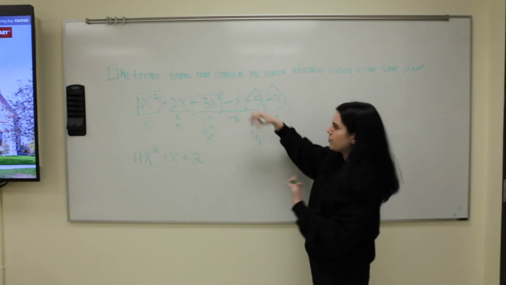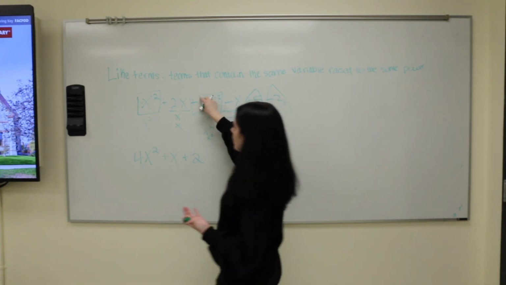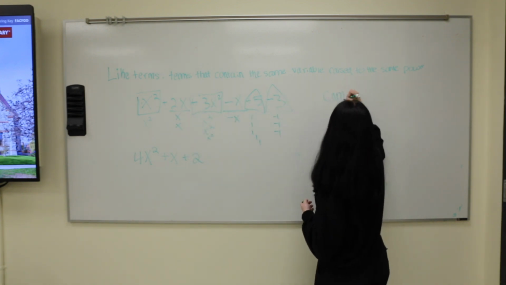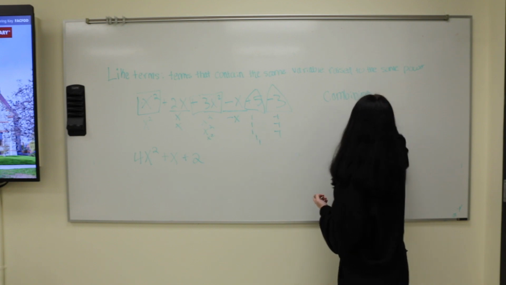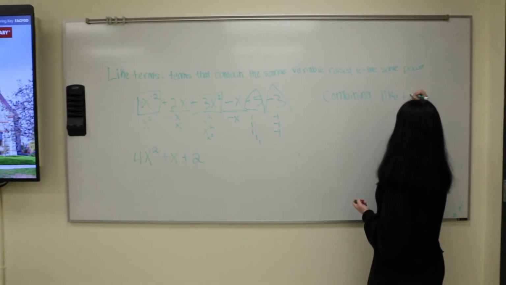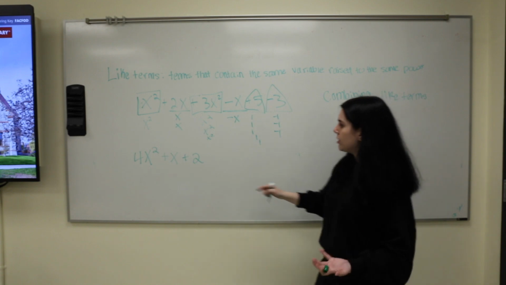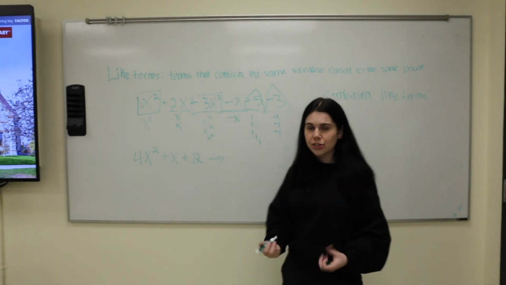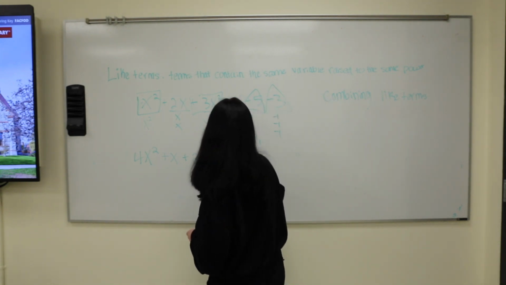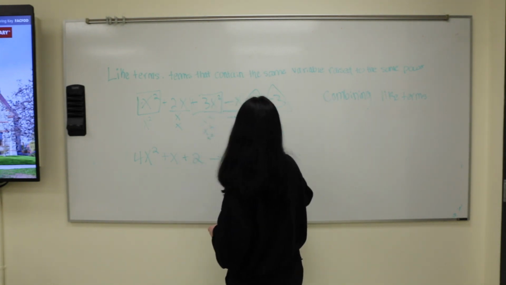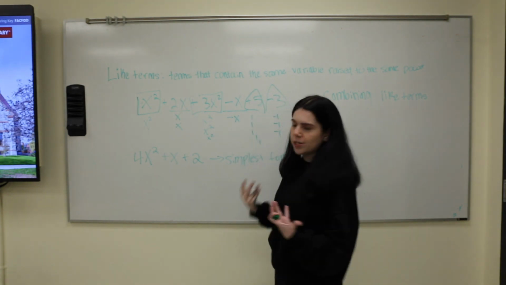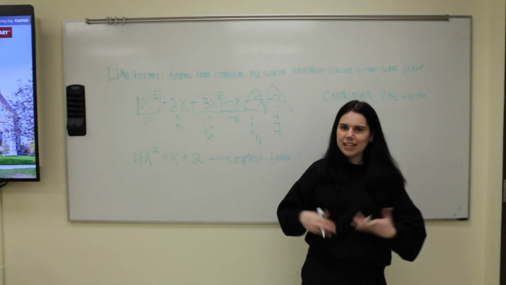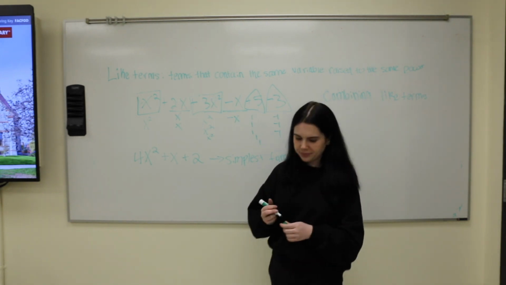What we just did here, this process of combining the like terms, or lumping the like terms together, is called combining like terms. And a polynomial, such as this one, that has no like terms left, so we've combined all the like terms, we say that it's in simplest form. And we always want our polynomials to be in simplest form, just because it keeps things concise and you're saying the same thing but in fewer words.